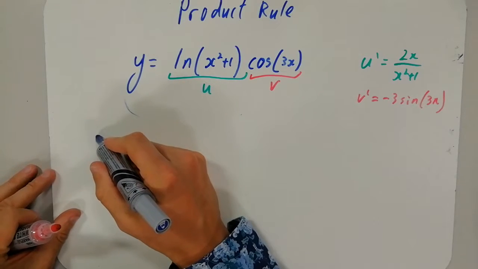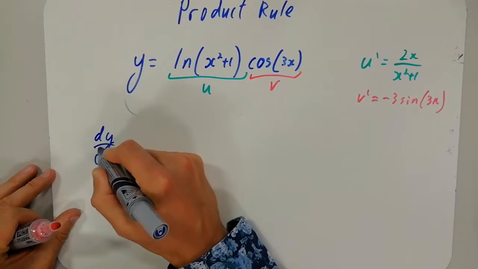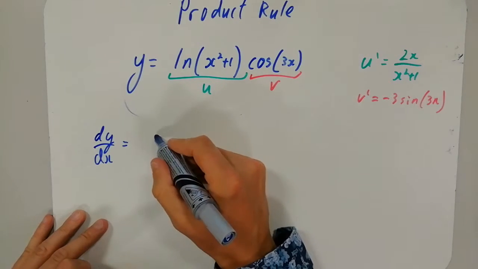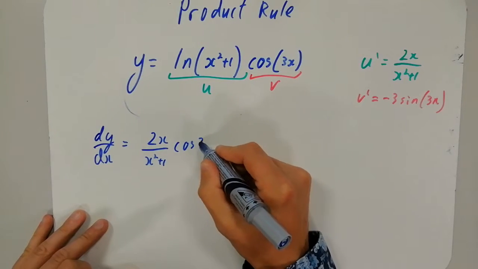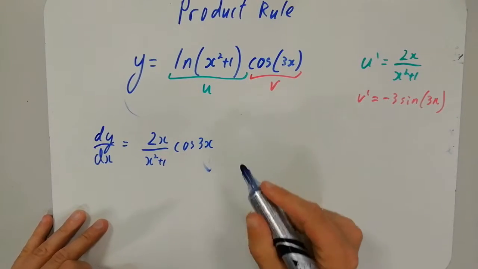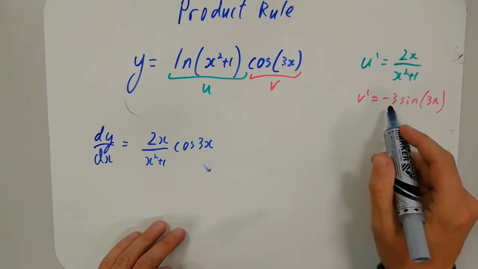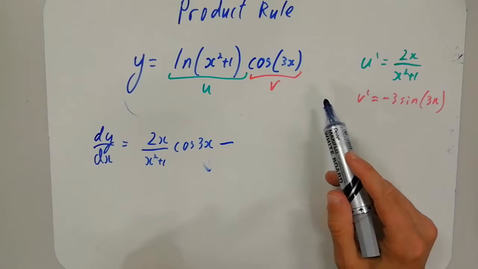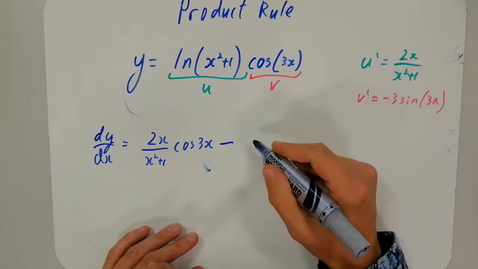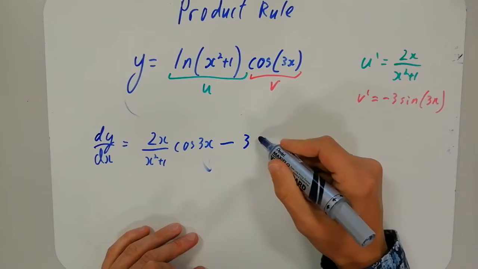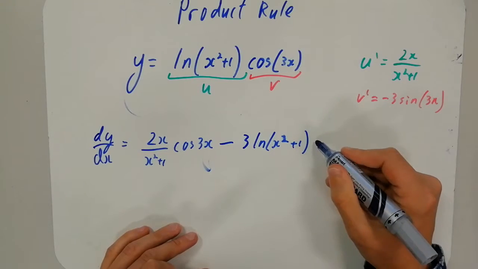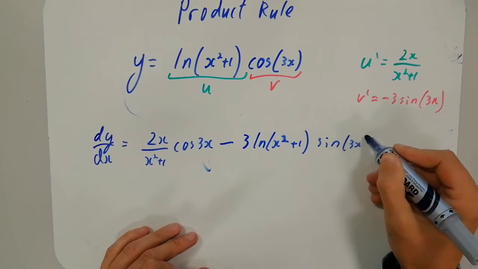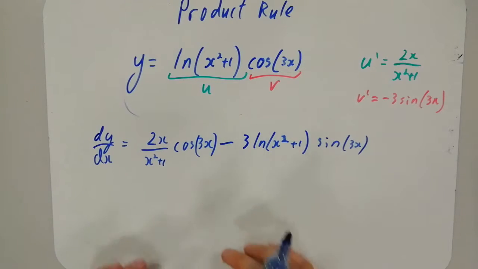And then we can just plug into the product rule. dy dx is equal to the derivative of u times v added to, careful we've got a minus there, the derivative of v times u. So minus 3 ln x squared plus 1 sine 3x. Okay, and that's the product rule. It's just a formula you plug into. That's how I would lay it out in an exam.